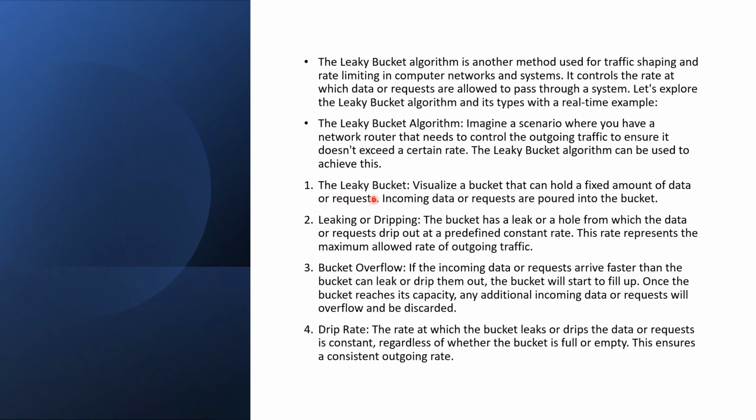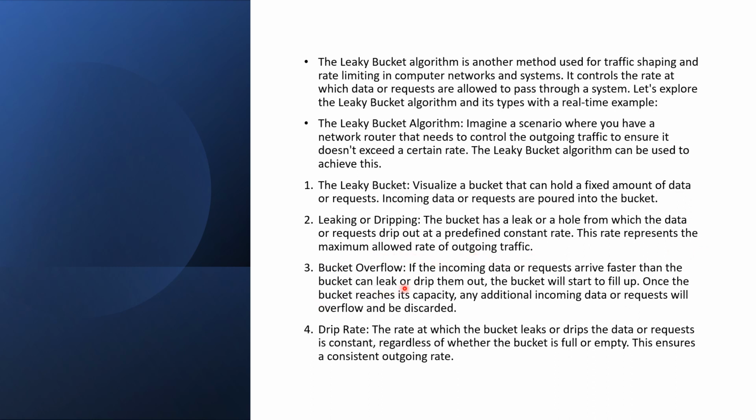First one, the leaky bucket. Visualize a bucket that can hold a fixed amount of data or requests. Incoming data or requests are poured into the bucket. Second one, leaking or dripping. The bucket has a leak or a hole from which the data or requests drip out at a predefined constant rate. This rate represents the maximum allowed rate of outgoing traffic.